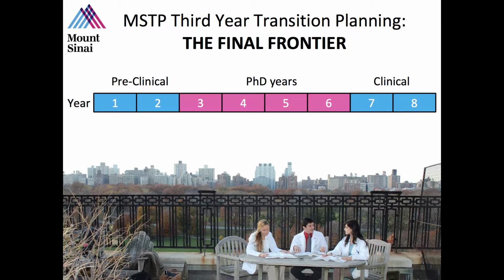As you're all probably familiar, the program is broken up into preclinical and clinical years with the PhD in the middle. And for the vast majority of our MSTP students, after completing years 3, 4, or 5 of their PhD, will return to MD3, which is the 7th and then 8th year of training at the completion of the program.